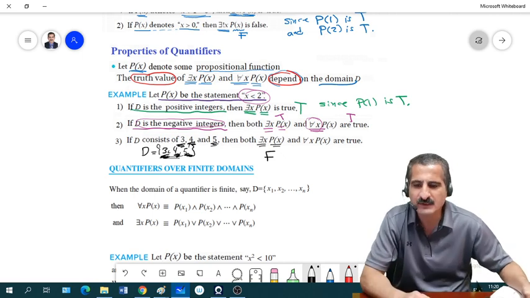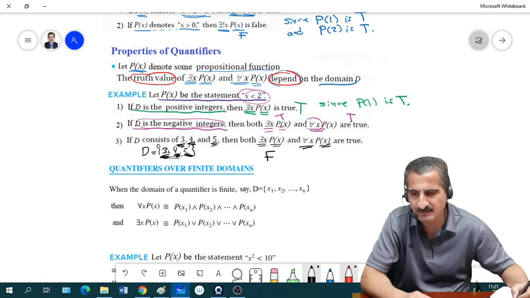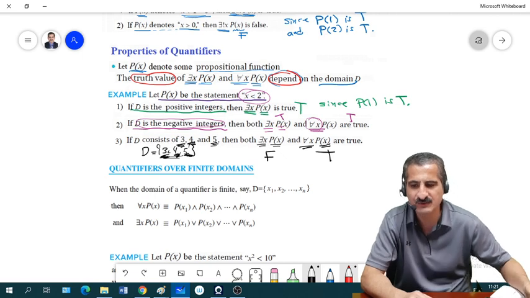Now, this says for every x in D, P of x happens. For every x greater than 2. Yes, because D is 3, 4, and 5. So this statement is true.